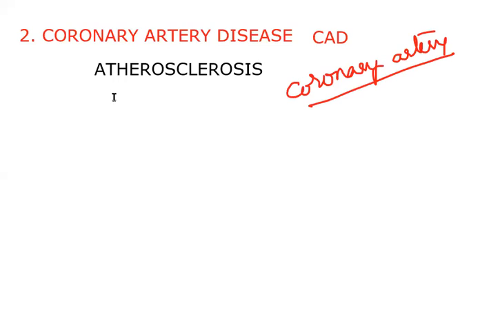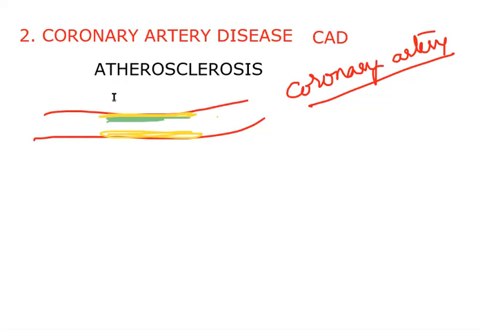So how does it happen? It is caused by deposits. Imagine this is a blood vessel. There may be deposits of calcium. In coronary artery disease, deposits of calcium or fat materials may get deposited over it. Sometimes fat gets deposited, the cholesterol, we can say.